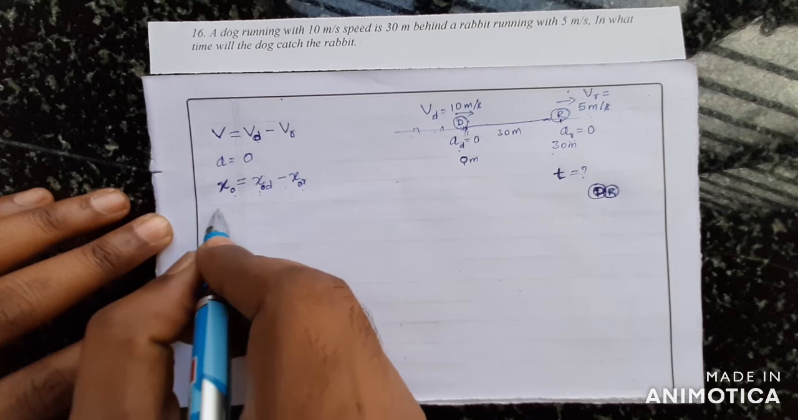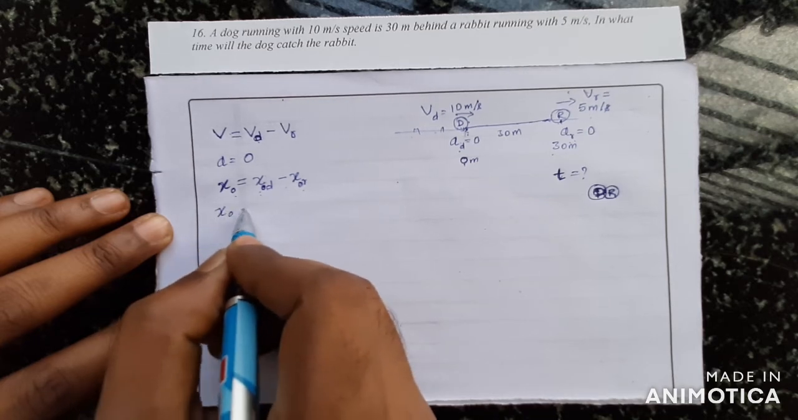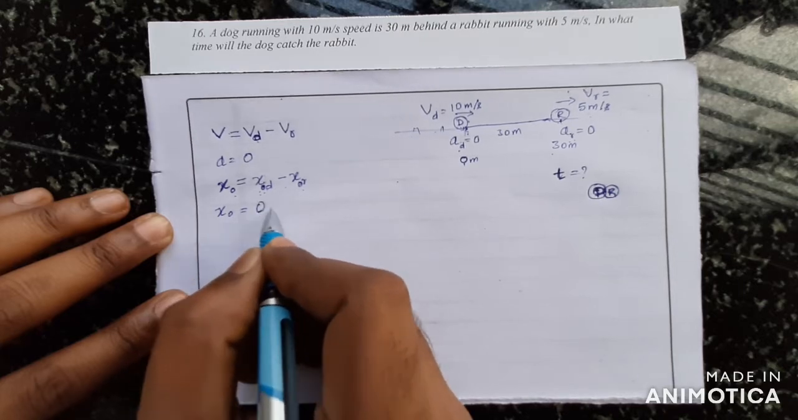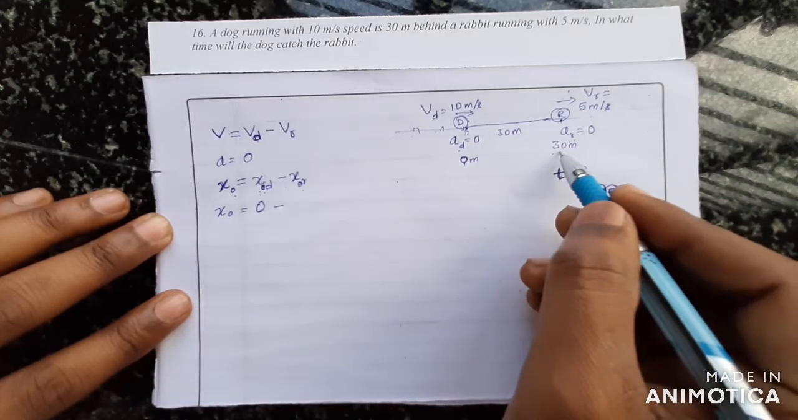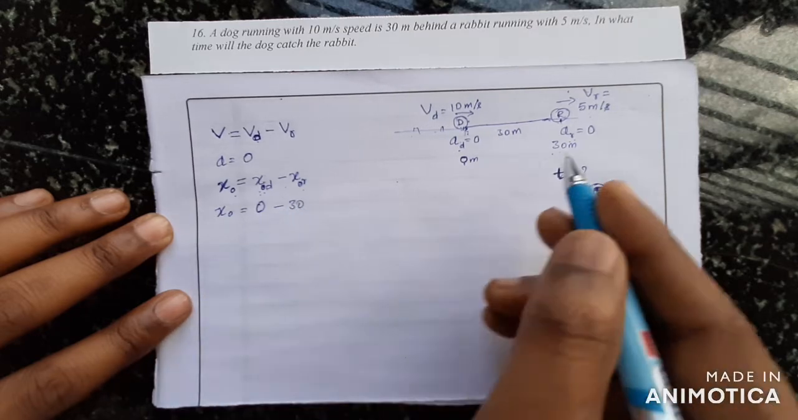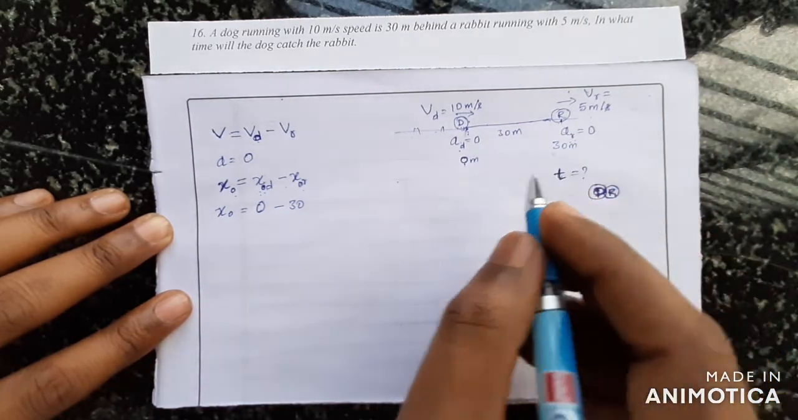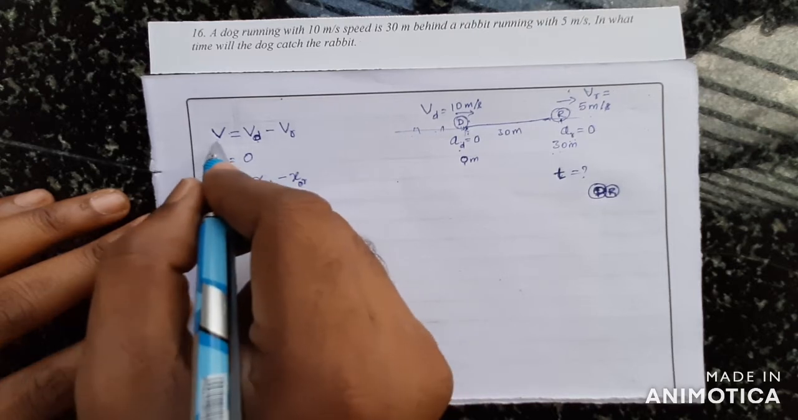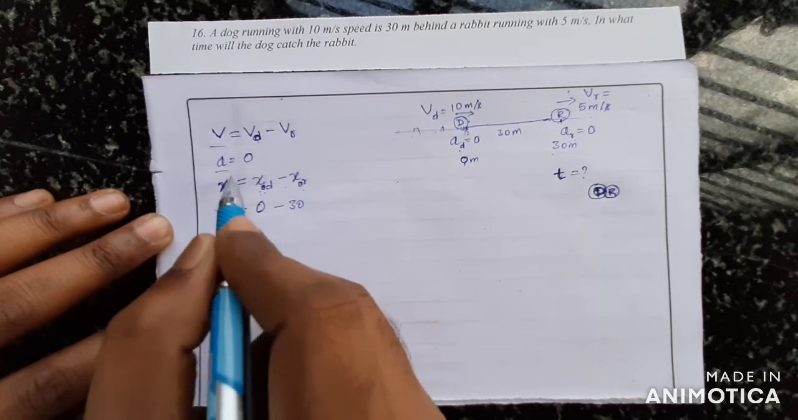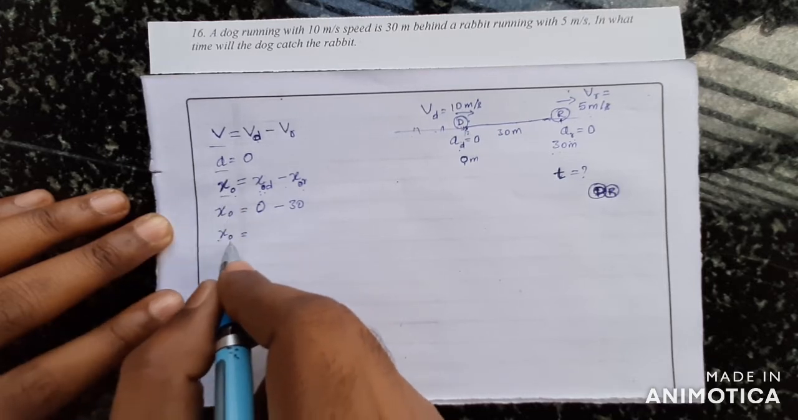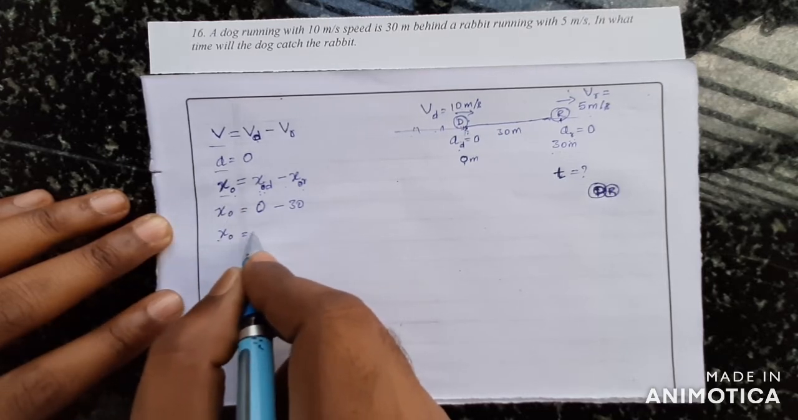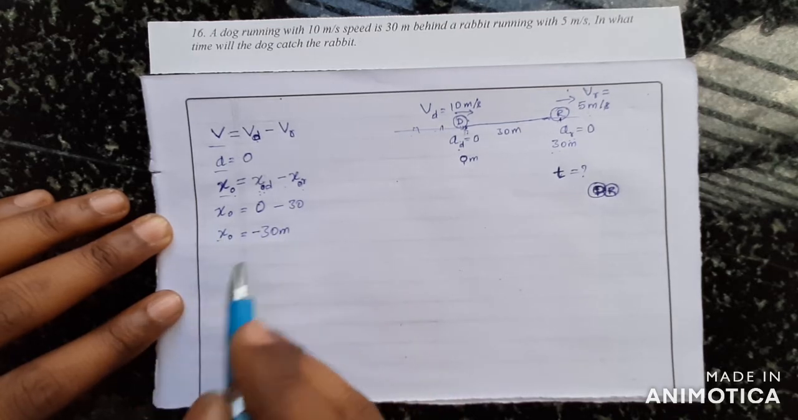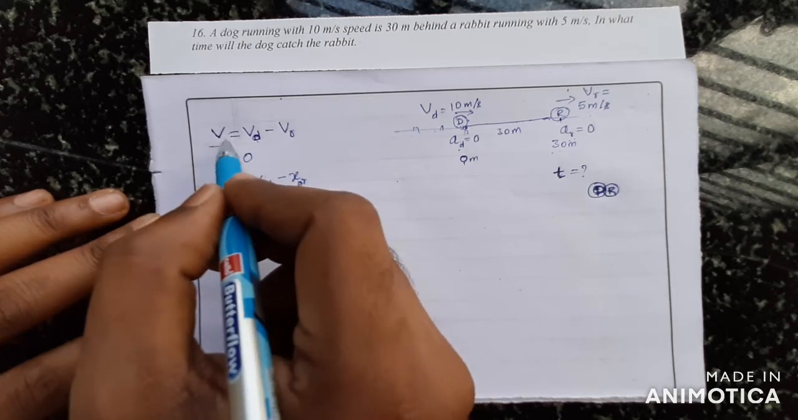Following? So I can get the value of x naught here itself. x naught is 0, initial position of dog, minus initial position of rabbit, which is 30 meter, plus 30 because it is towards the right. So initial relative position: see, these terms are all relative. v, a, x naught, everything is relative. x naught is minus 30 meter. What is x naught? Initial relative position.